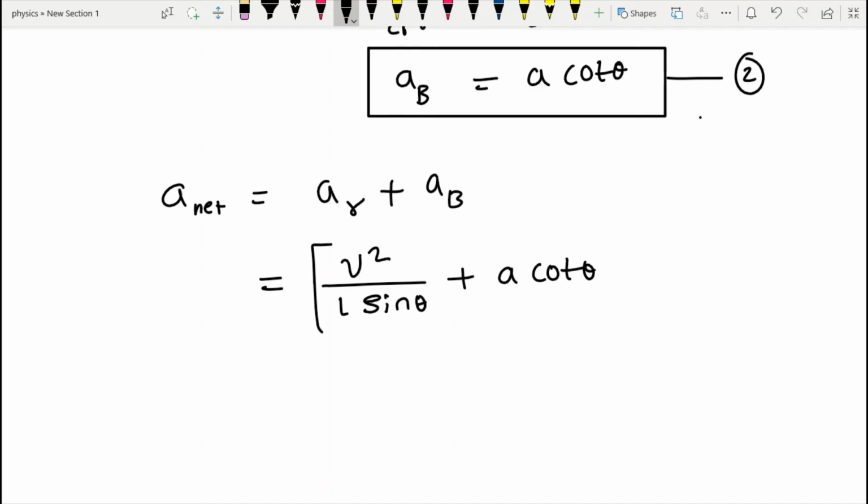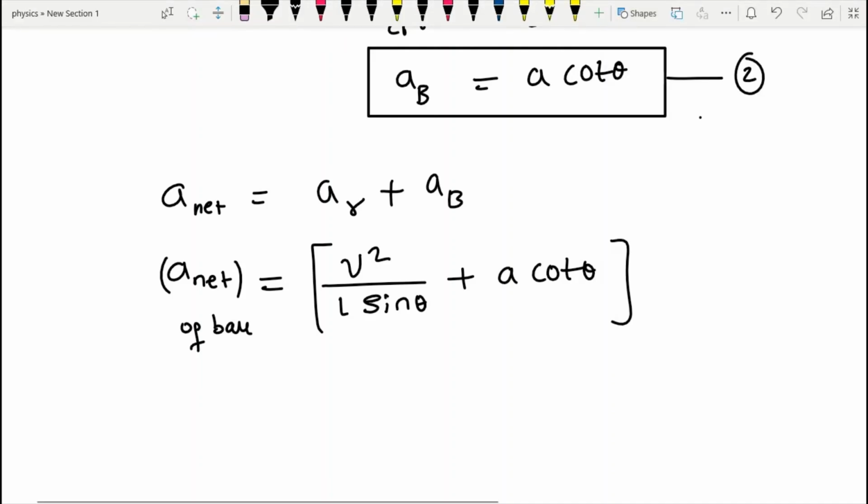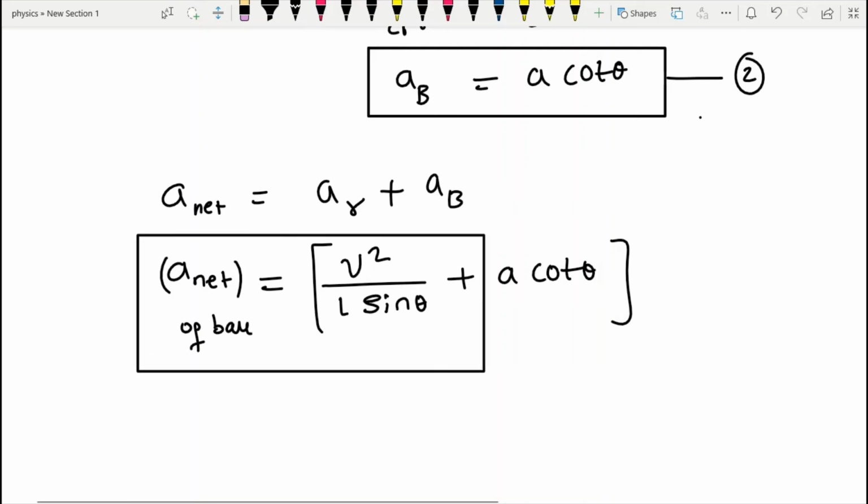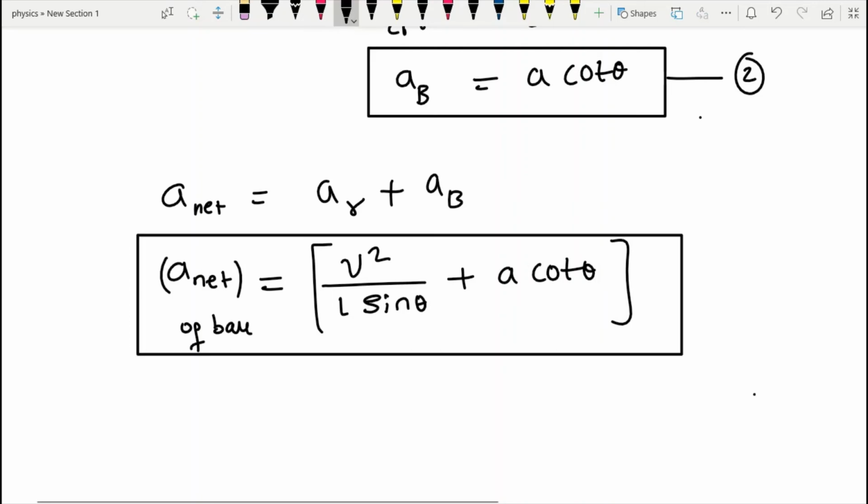So this is the immediate acceleration or the net acceleration of the ball immediately after the end A is pulled upwards with acceleration A. This is the answer for the problem.